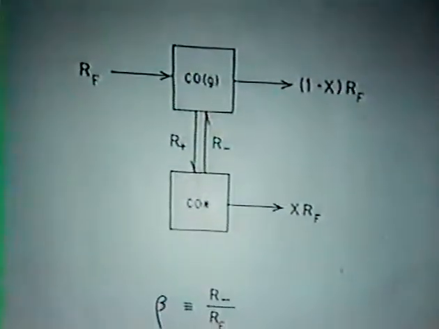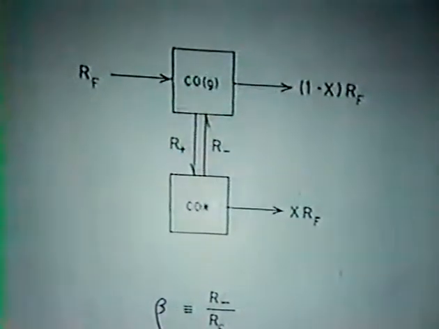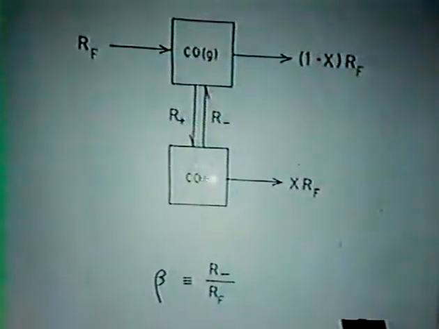It helps us in our analysis if we can assume that the surface CO has the same carbon-13 fraction as the gas phase CO. Because, of course, we measure the gas phase CO as it comes out here, and that's the curve that I just showed you.